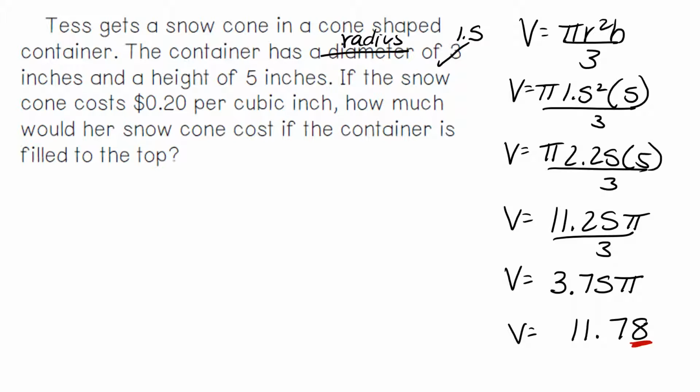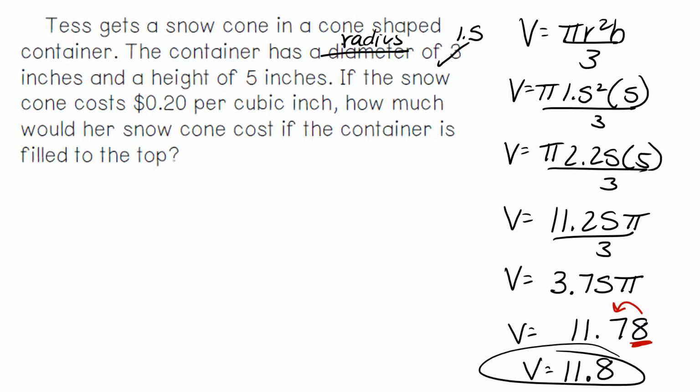We look at that second decimal place and decide if we round up or down. 5 and higher, we round up. 4 and less, we round down. 8 is 5 or higher, so that 0.7 rounds up to a 0.8. But we're not finished. That's just the volume.